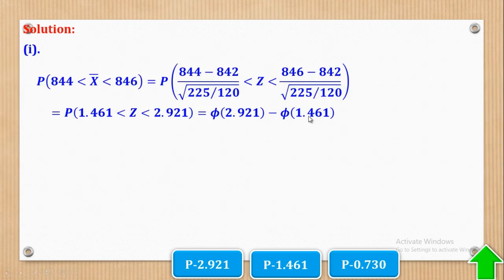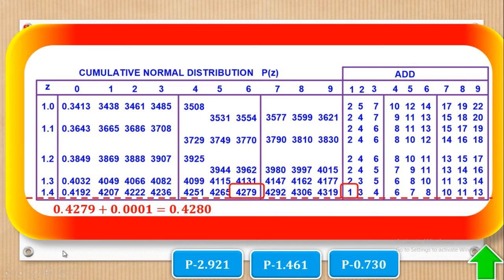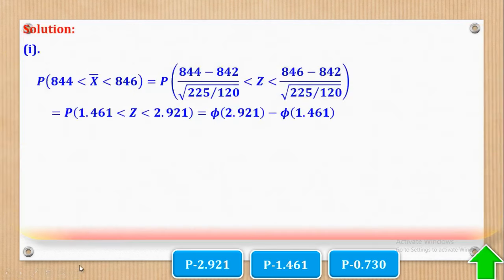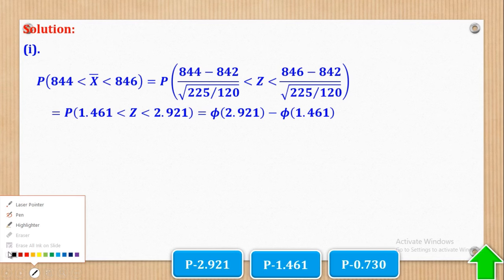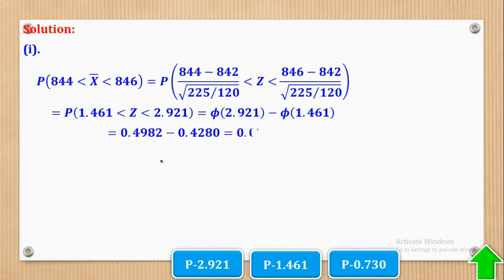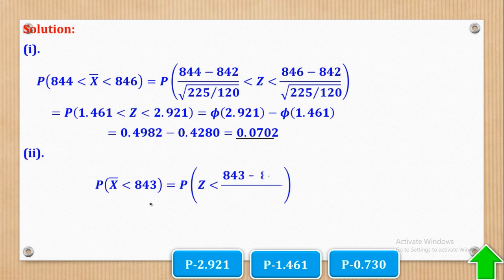The next is 1.461. So 1.461, 1.4 is there, 6 is there, and 1 is there. So this to 4 decimal places is that, and this to 4 decimal places is that. And then you come up with 0.4280. So next is to substitute those values and come up with a probability of 0.0702. That was Roman 1.